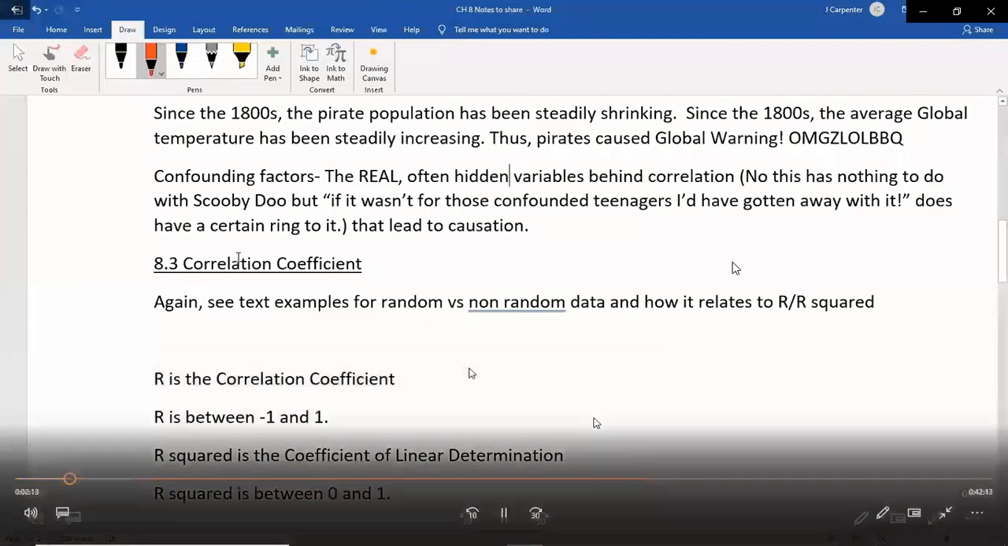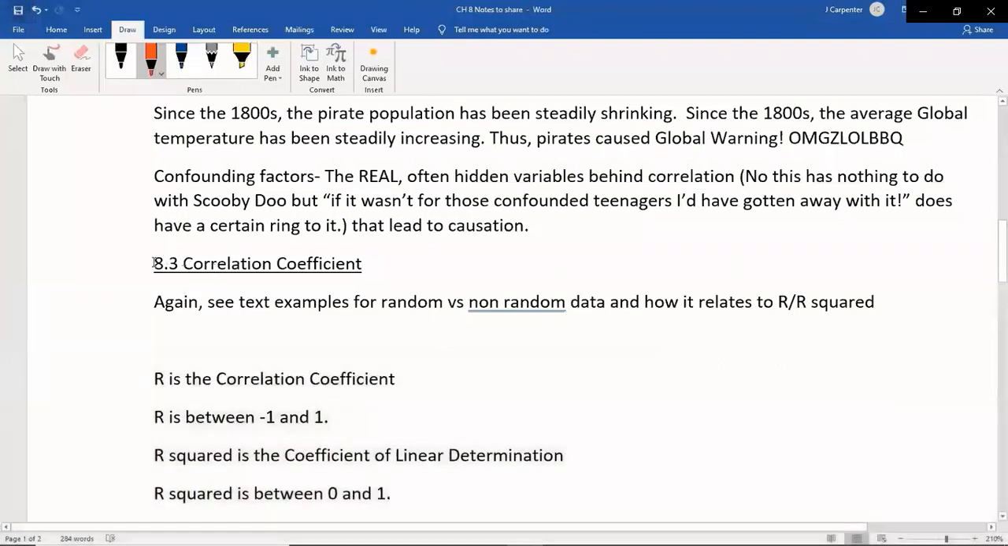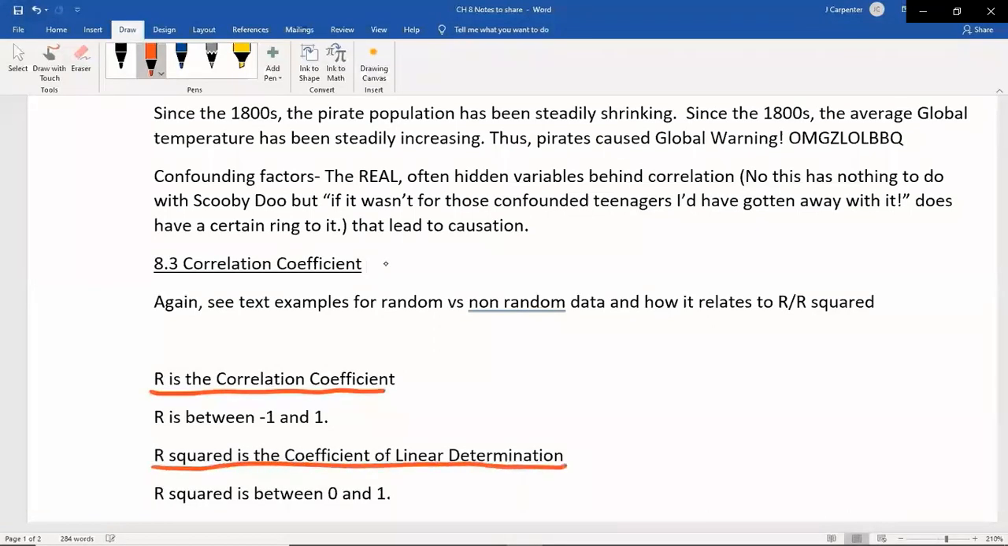So 8.3, we're skipping 8.2. We go right to 8.3. And this is the last section of chapter 8. And this one will be quick. Correlation coefficient. This is that R squared we have been talking about constantly, except, well, R squared isn't the correlation coefficient. R is the correlation coefficient. R squared is called the coefficient of linear determination.